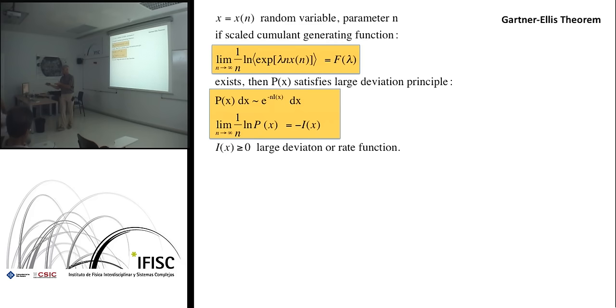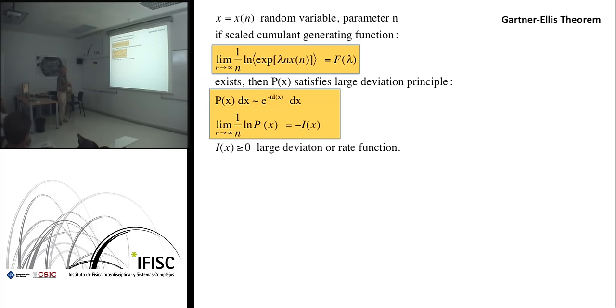If this limit exists, so if this scaled cumulant generating function exists, then the probability distribution of x satisfies a large deviation principle. So what I'm going to say now is, you see, I started with the law of large numbers, which says p of x converges to delta of x minus mu. And I said, well, if you blow it up and you look at square root of n times x minus mu divided by sigma, you get a normal random variable. But actually, there is more under the carpet than that. And this is what the large deviation principle says.